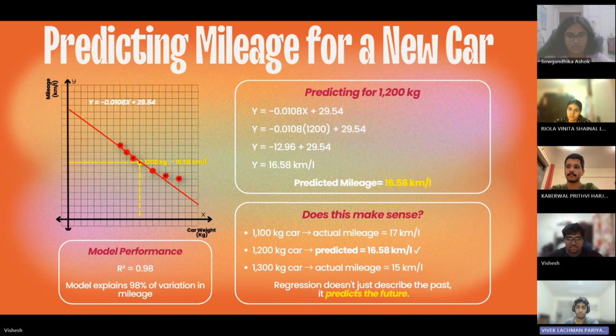In our data, a 1100 kilo car gets 17 and a 1300 kilo car gets 15. Our guess of 16.58 is right in the middle. Our R squared is 0.98, which means it explains that 98% of the change in mileage. That is a great score for just one variable.